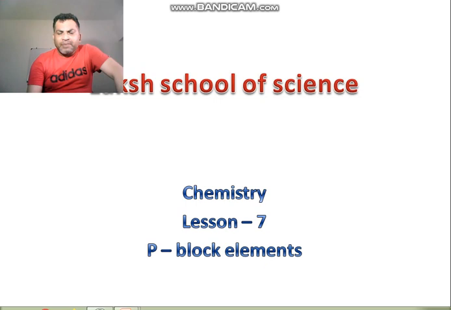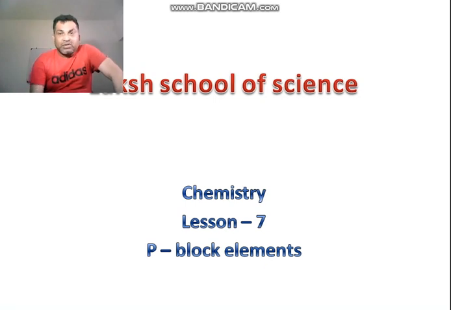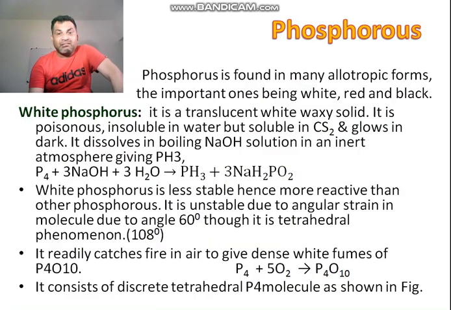When we were discussing group 15 elements, we have completed nitrogen. Now in the group 15 elements, the second element is phosphorus, and here I'm going to talk about phosphorus in detail. Phosphorus is found in many allotropic forms in nature.